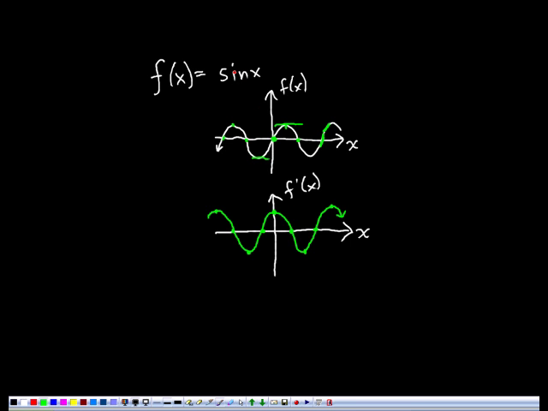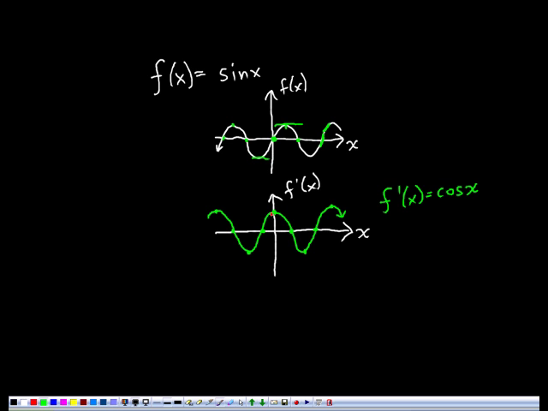Alright, so if the function is sine of x, what is this function? Well, this just looks like a shift of sine of x, and indeed it is. It's a horizontal shift, but this ends up being exactly cosine of x. So if our function is sine of x, graphically, I've tried to give some kind of justification that the derivative does end up being cosine of x.